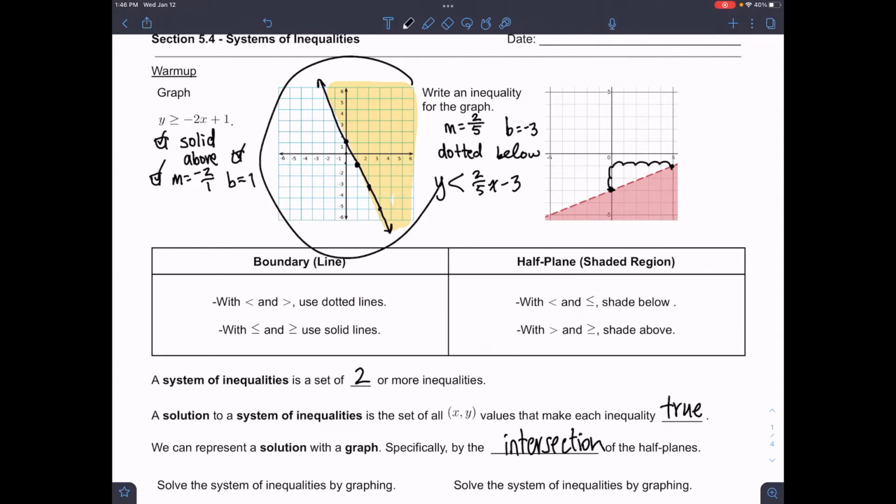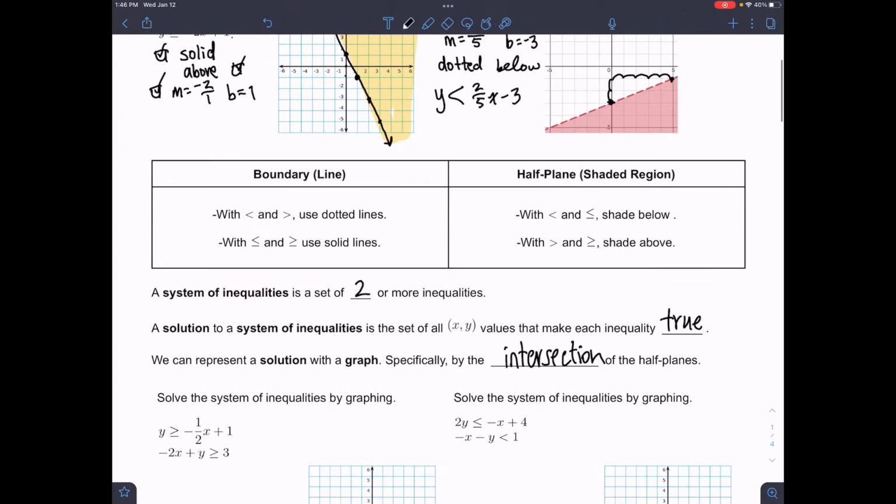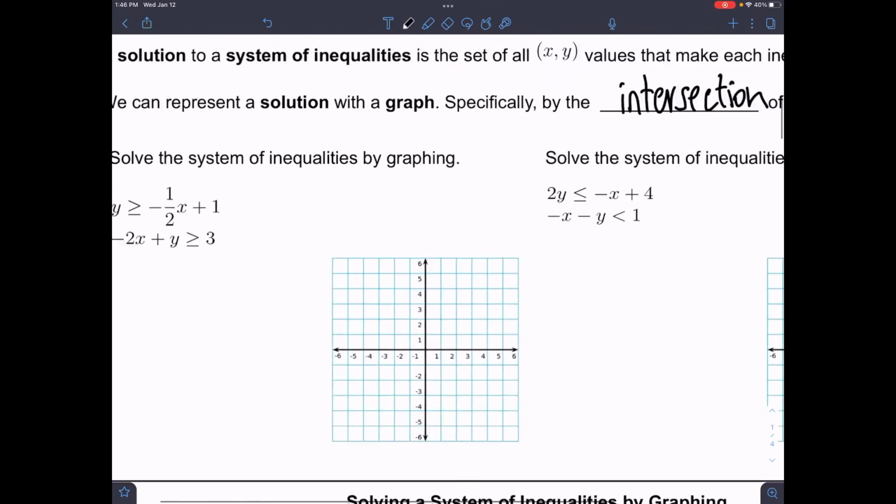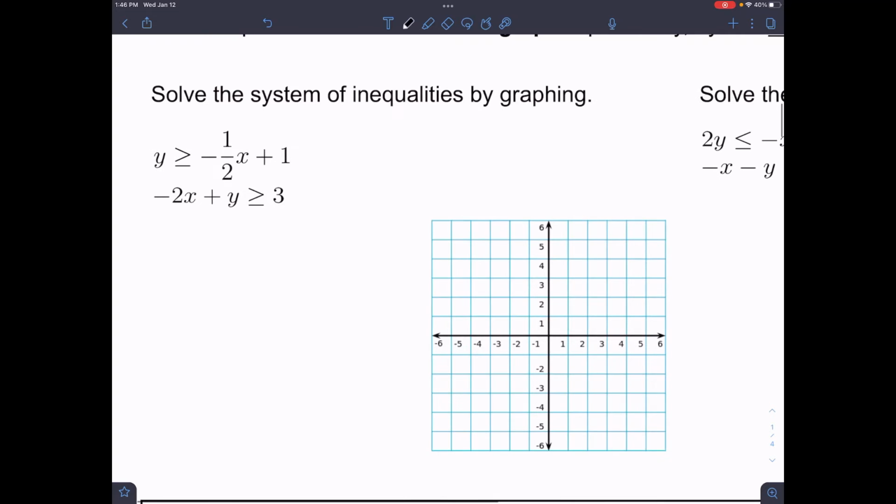A half plane is, think of it this way, for this picture, when I shaded part of it yellow, I divided the whole space into two parts, yellow and not yellow. So that's a half plane. That yellow is a half plane because it's half of the xy plane. So when I have two of these inequalities on the same graph, you're going to see what this intersection turns out to be. So let's just do some practice. So, introduce you to it.